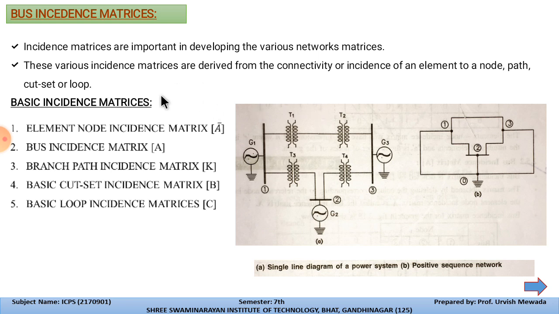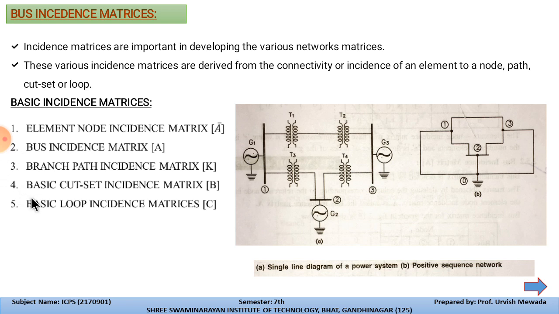Now the bus incidence matrices are classified into five different parts. The first is the element node incidence matrix, in which we consider the elements and nodes of a particular network. From that element node incidence matrix we can form the bus incidence matrix. Then the third is the branch path incidence matrix. This indicates the particular branch path, meaning the direction of the current and the direction of the power in the network.